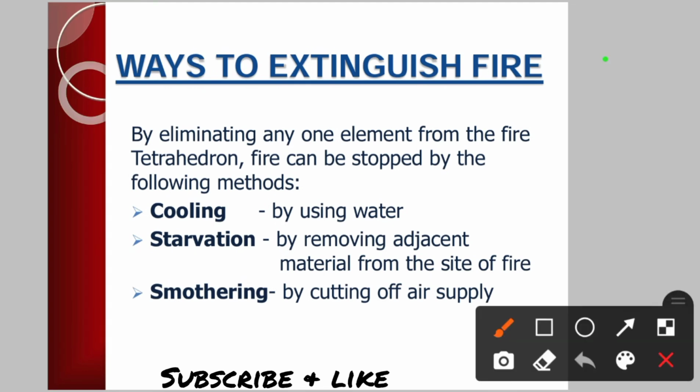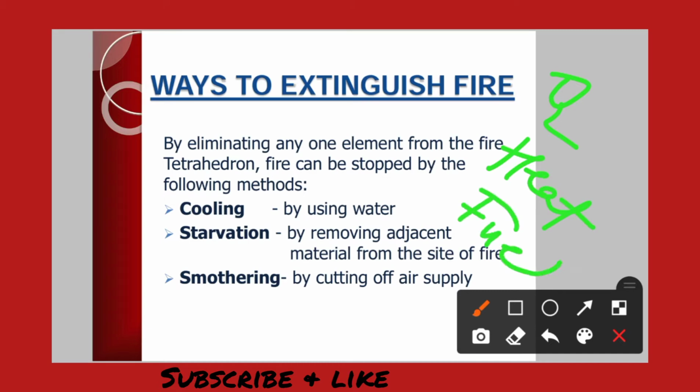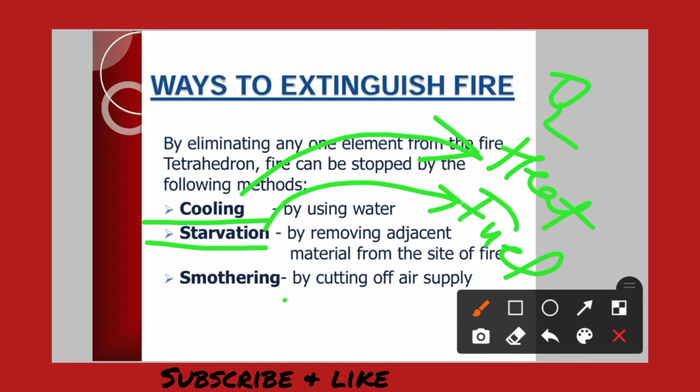Now we are discussing ways to extinguish fire. We discussed before three items: oxygen, heat and fuel. Based on the removal of these three, we will be discussing the methods to extinguish. The first is cooling. Cooling directly means removing heat. The second one is starvation, by removing adjacent material, that is fuel. And the last one is smothering, by cutting off air supply.